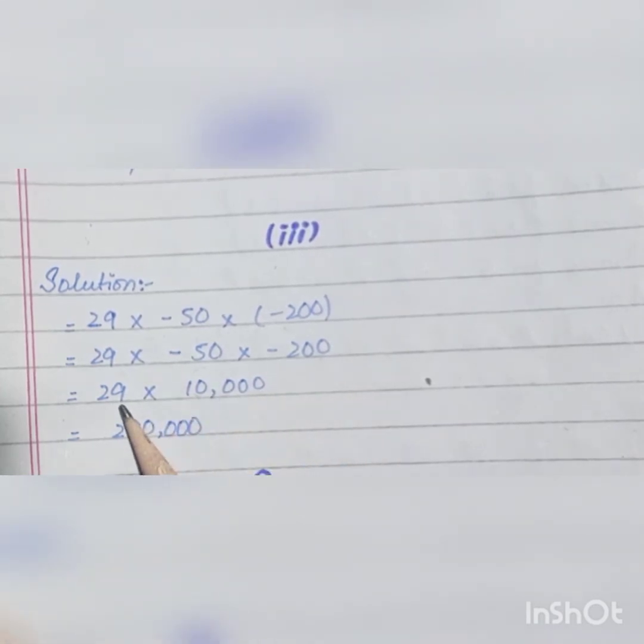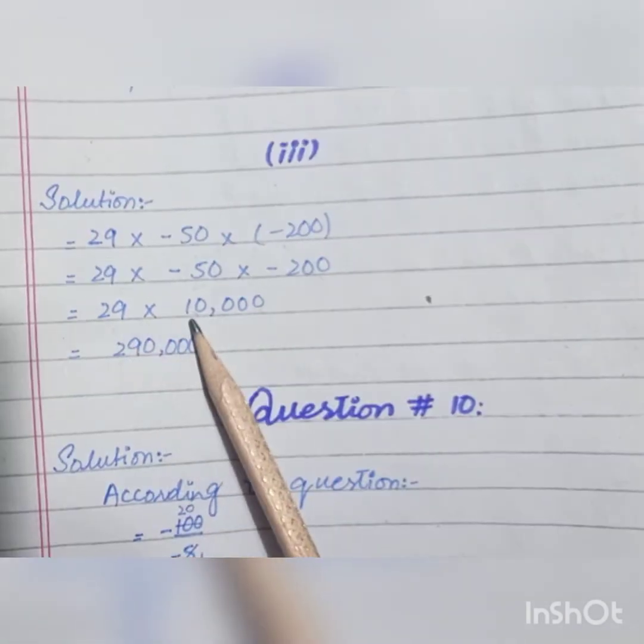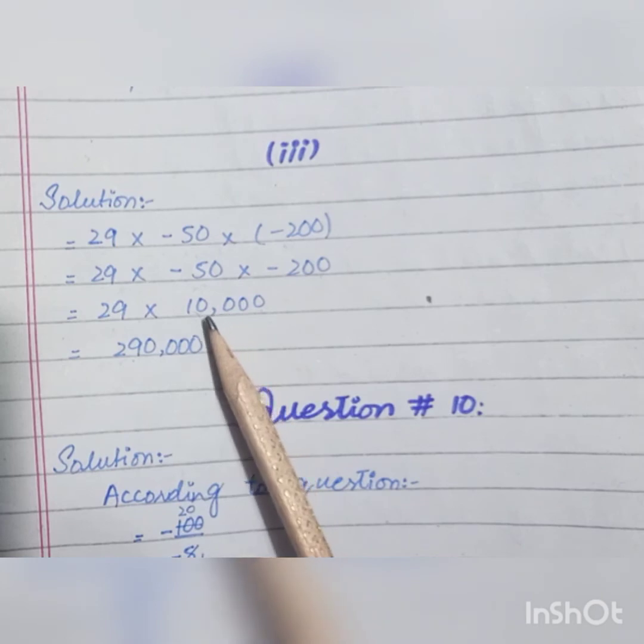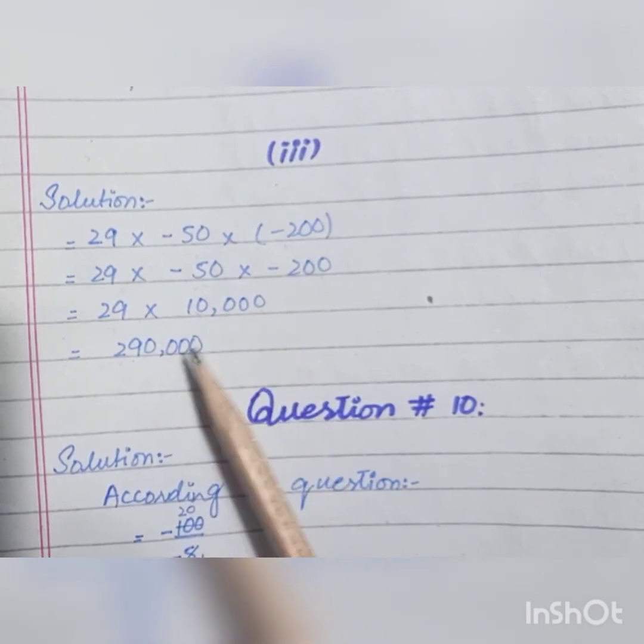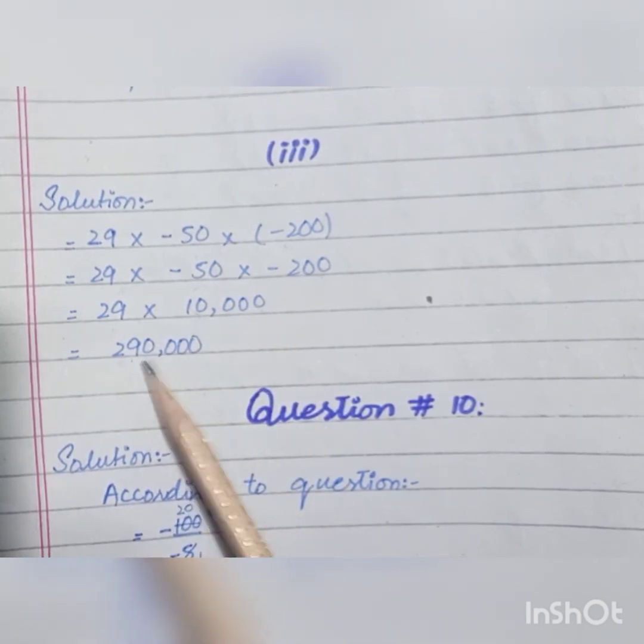And if we multiply 29 by 10,000, the answer will be, 29 को अगर हम 1 से मल्टीप्लाई करेंगे, 29 as it is and 4 zeros as it is, that is 2,90,000.